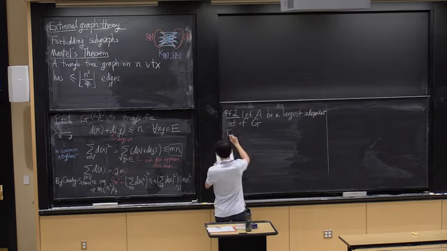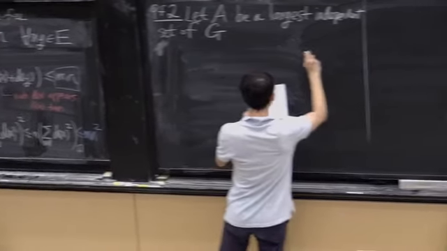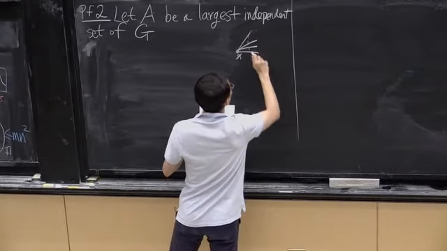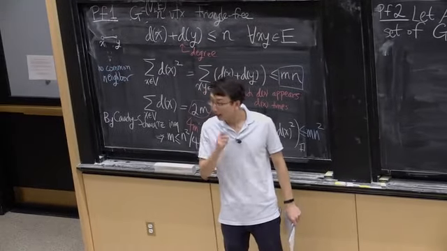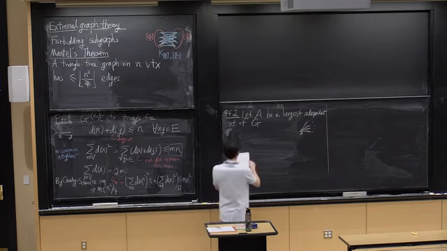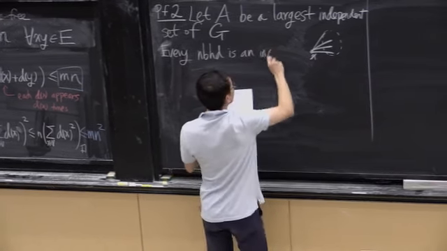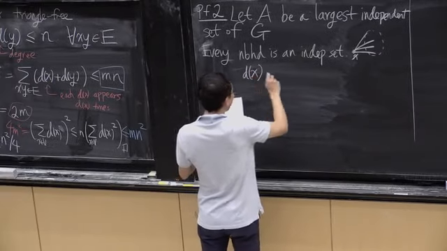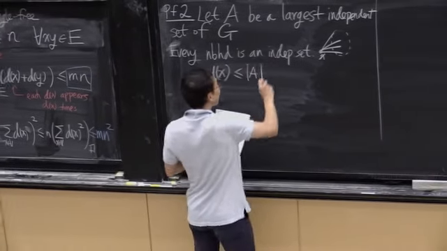Let's consider some vertex, let's say x, and look at its neighborhood. The neighborhood must be an independent set. Otherwise, I get a triangle. So every neighborhood is an independent set. And as a result, the degree of every vertex is at most the size of the largest independent set.